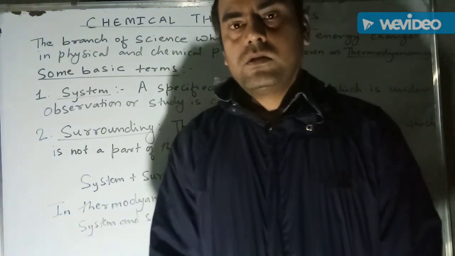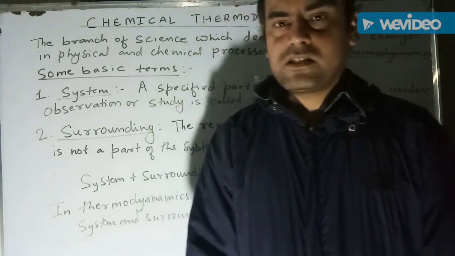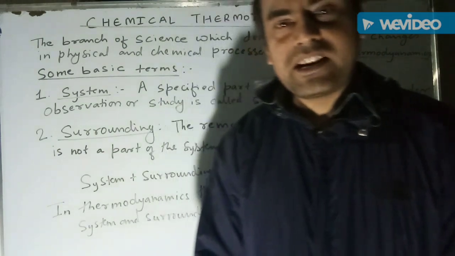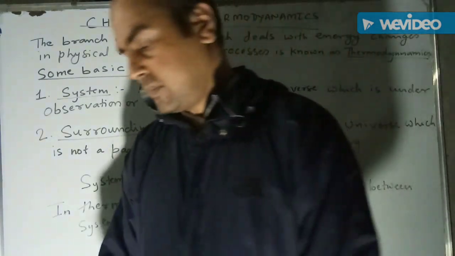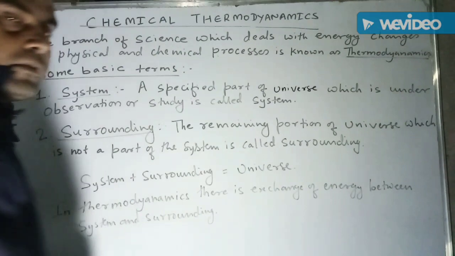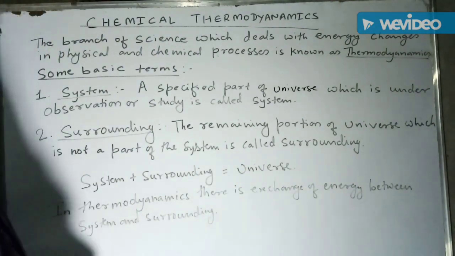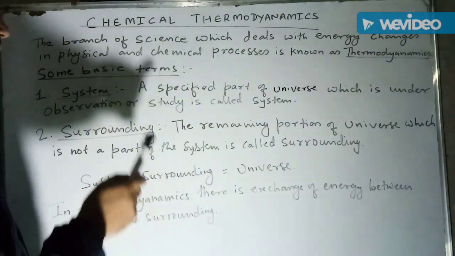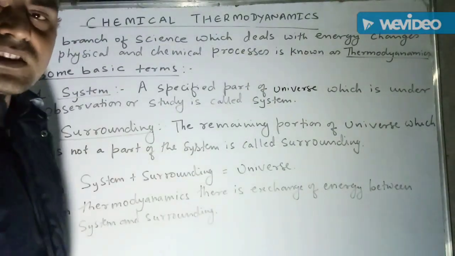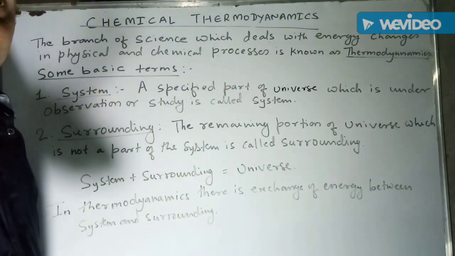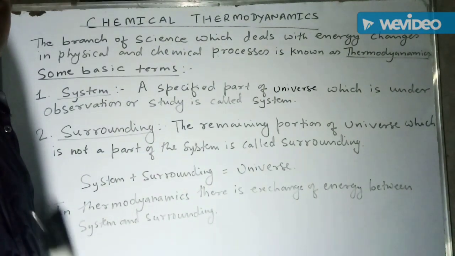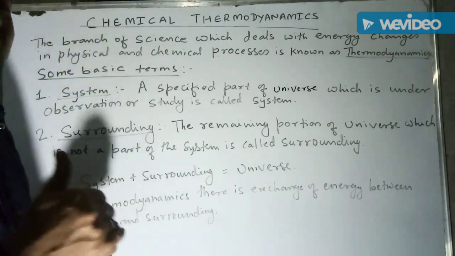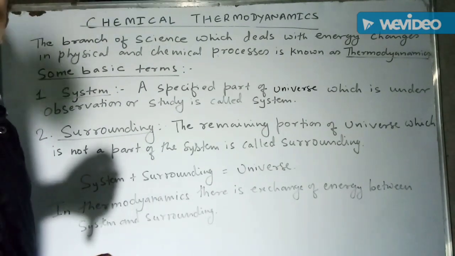So without wasting time, let's talk about the first chapter of physical chemistry, that is known as chemical thermodynamics. Now what is chemical thermodynamics? How do you define it? The branch of science which deals with the energy changes in physical and chemical processes is known as thermodynamics. The basic thing you need to remember is that thermodynamics deals with the energy changes between system and surrounding.